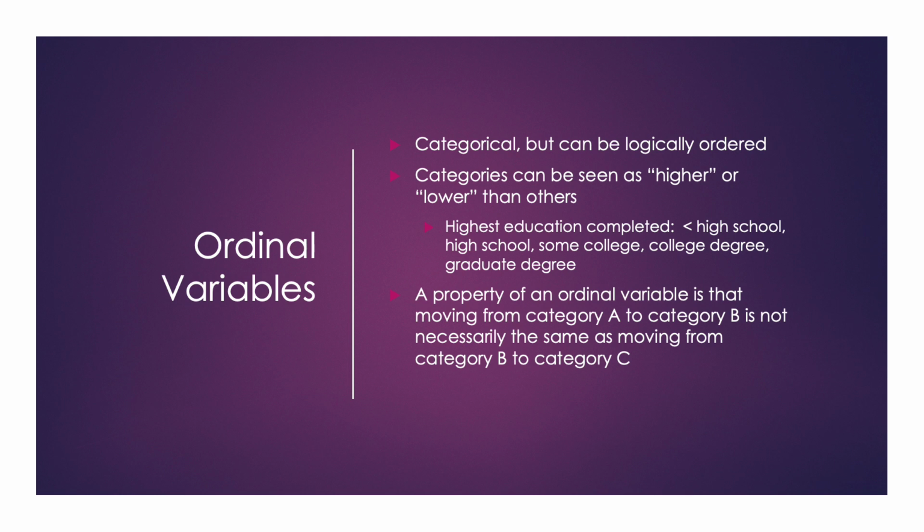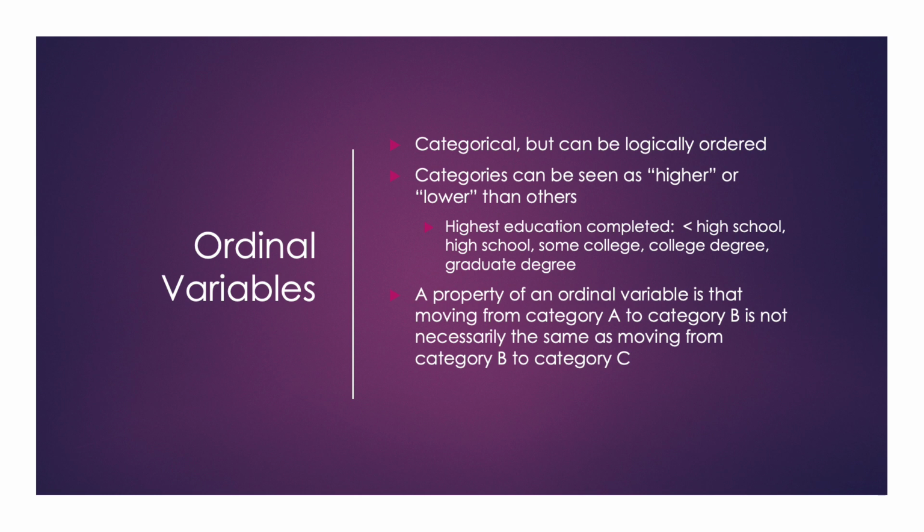Ordinal variables are categorical and can be logically ordered. The categories can be seen as being higher or lower than another. For example, the highest level of education completed: less than high school, some college, a college degree, a graduate degree. Each one of these can be seen as being higher or lower than the next. However, a property of ordinal variables is that moving from one category to another is not necessarily the same as moving from that category to another.